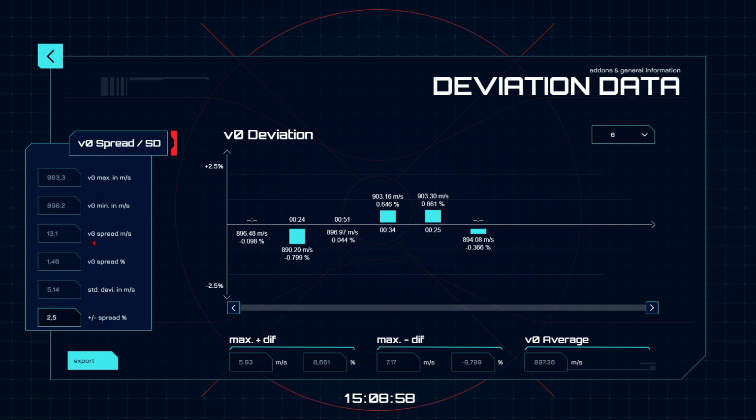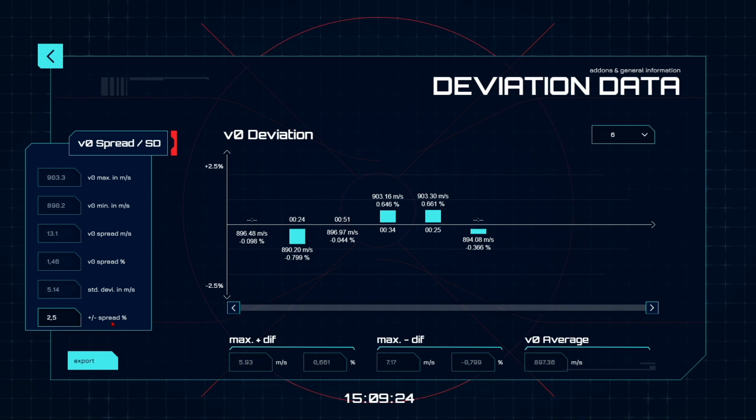This gives us a spread, also fittingly labeled here, of 13.1 meters per second, which would be about 1.46% of the velocities. Of course, we can also calculate our standard deviation, but it should always be noted that the standard deviation should usually contain about 20 shots or more, just for this to make mathematical sense.